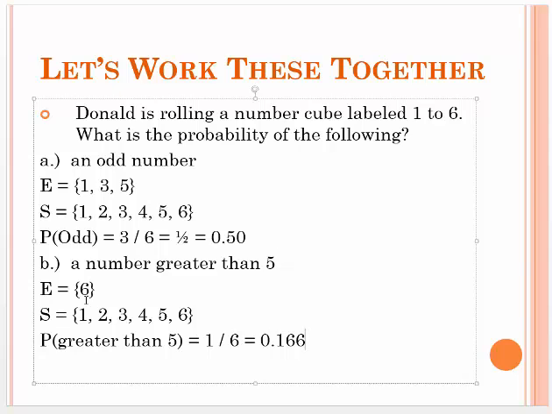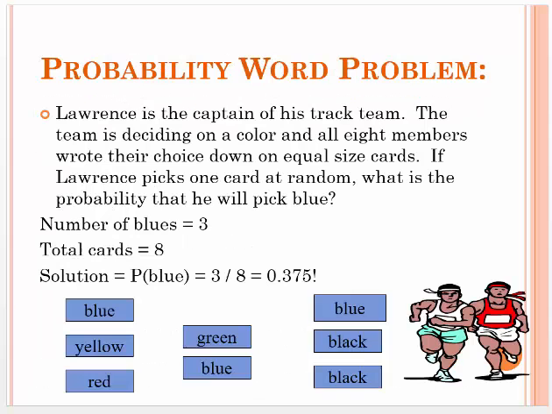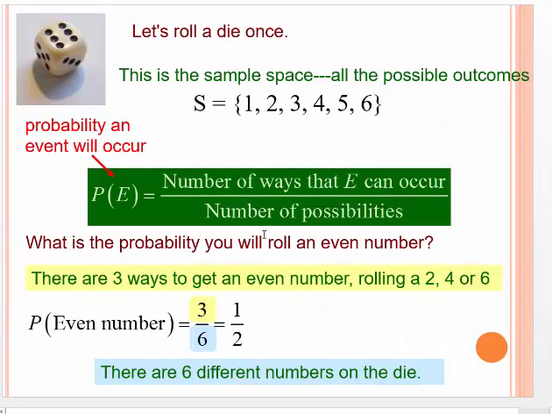Hopefully, don't get too bogged down in the terminology here: event, sample space, things like that. What's most important is this definition: the probability that something happens is the number of ways it could happen divided by the total number of possibilities. There's going to be another video where we work some more complicated examples. I encourage you to watch that and download the lecture slides that go with it.